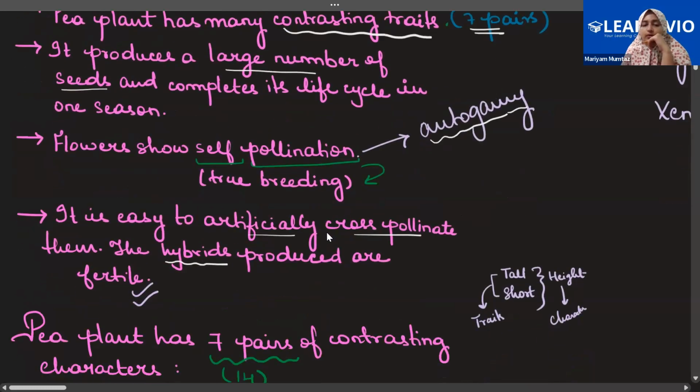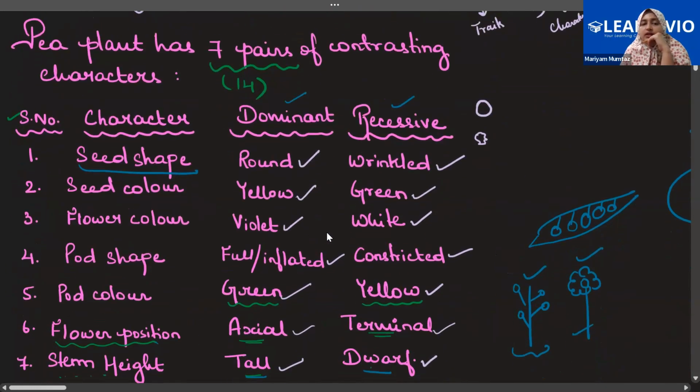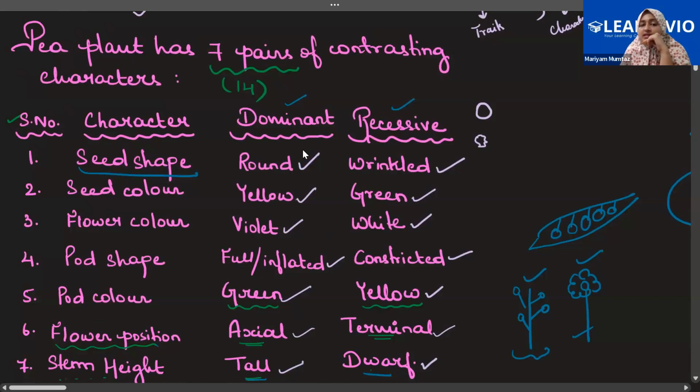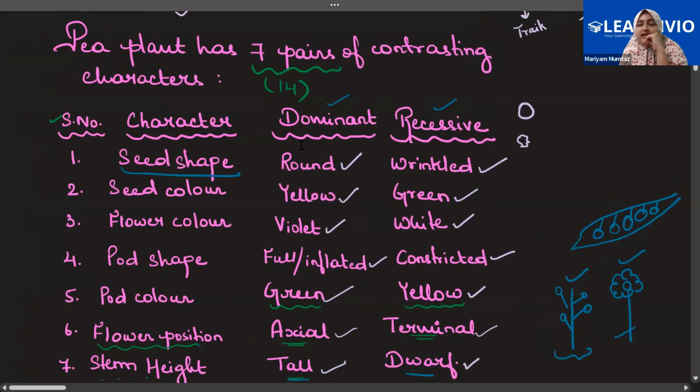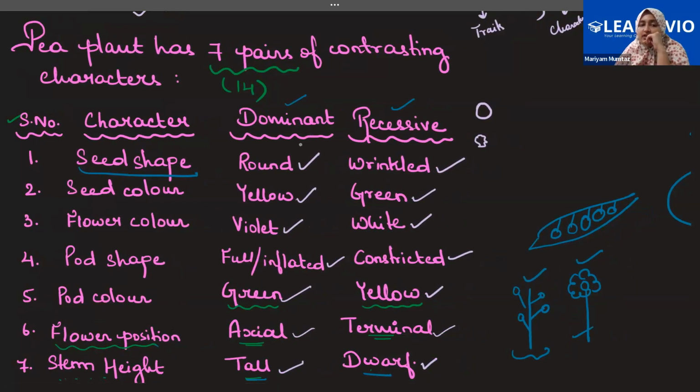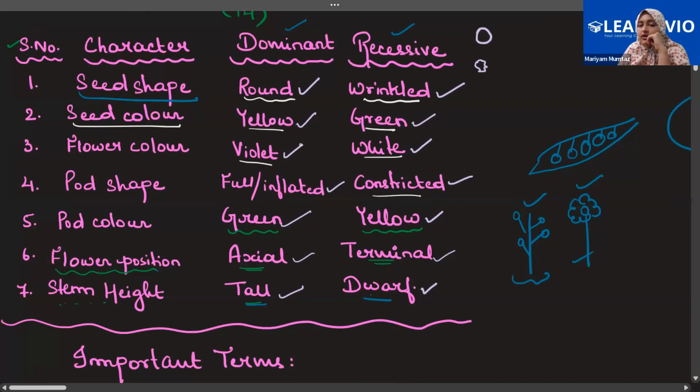Now let us talk about the 7 pairs of contrasting characters or traits in the pea plant. The first one is seed shape. Seed shape is round or wrinkled. The seed color can be yellow or green. The flower color can be violet or white. The pod shape may be full or constricted. The pod color may be green or yellow. The flower position can be axial or terminal.